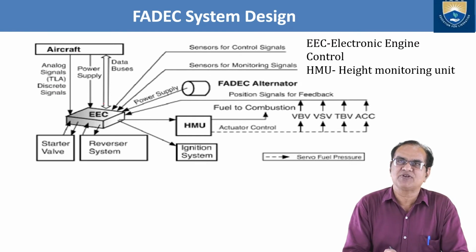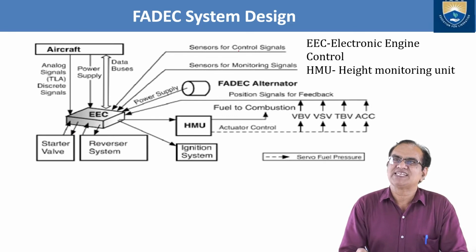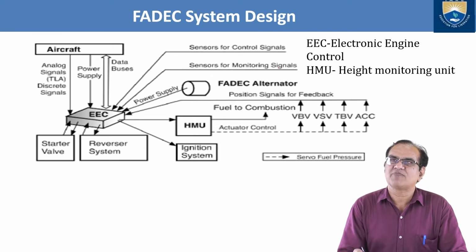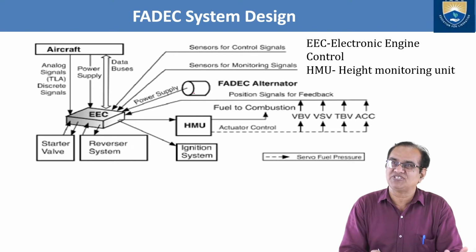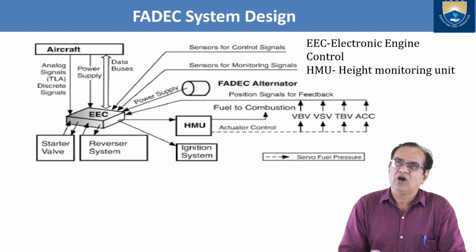coming to the EEC, then power supply, data buses from here to here, starter valve, then we have the reverser system here. From here we have the sensors for monitoring signals, we have the FADEC alternator, power supply. It is inside only. The power supply of the FADEC is separate. It is not connected with the electrical power of the engine. That is also one very good thing.